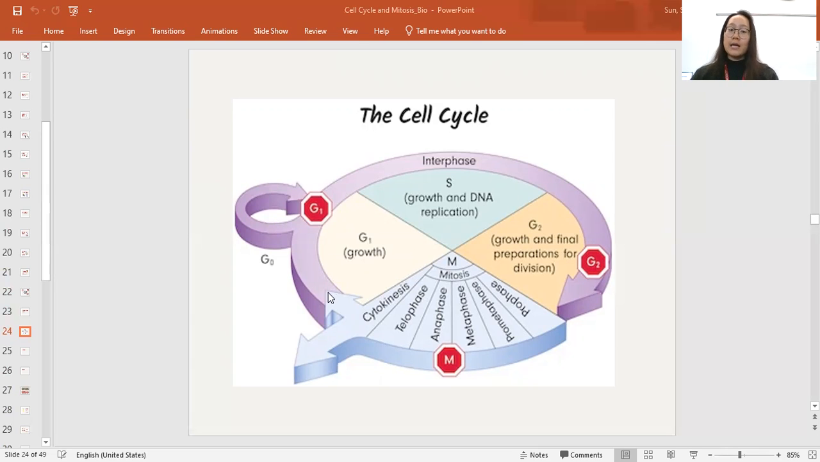But most cells will just enter G1 right away, go through that checkpoint, go through S phase, go to G2, go through another checkpoint, and then they'll go into mitosis to divide. That being said, if interphase takes up 90% of the time, mitosis only takes about 10% or less of the time. It splits, it's done, moves back into interphase.